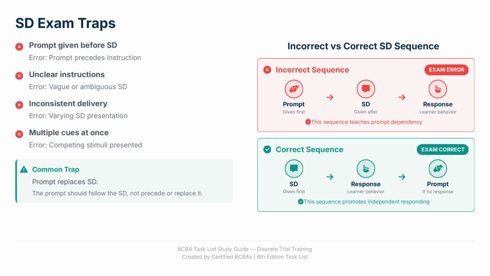This slide highlights common SD-related exam traps. One major error is presenting a prompt before the SD, which reverses the correct sequence. Another is giving unclear or inconsistent instructions, which weakens stimulus control. A particularly important concept is that a prompt should never replace the SD. The correct sequence is always SD first. Then the learner has an opportunity to respond, and only then is a prompt provided if needed. If the prompt comes first, it can create prompt dependency.